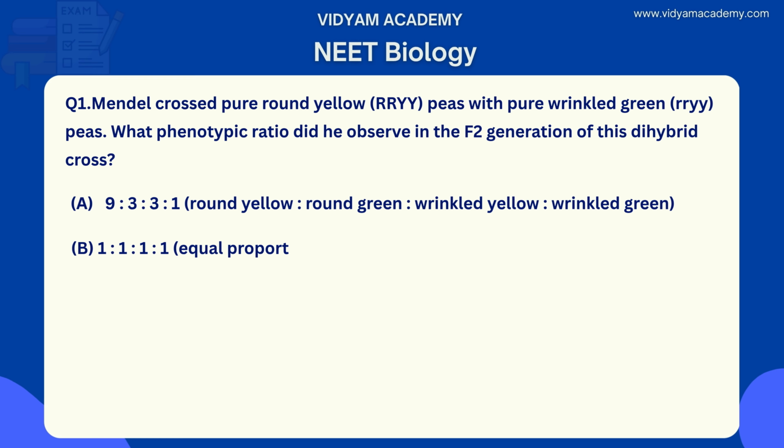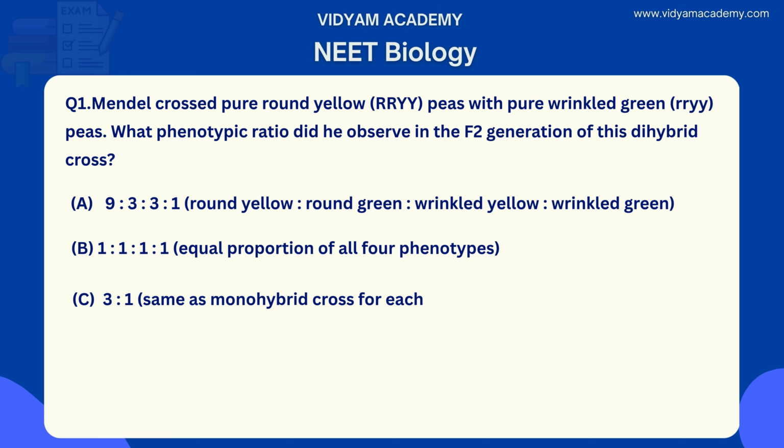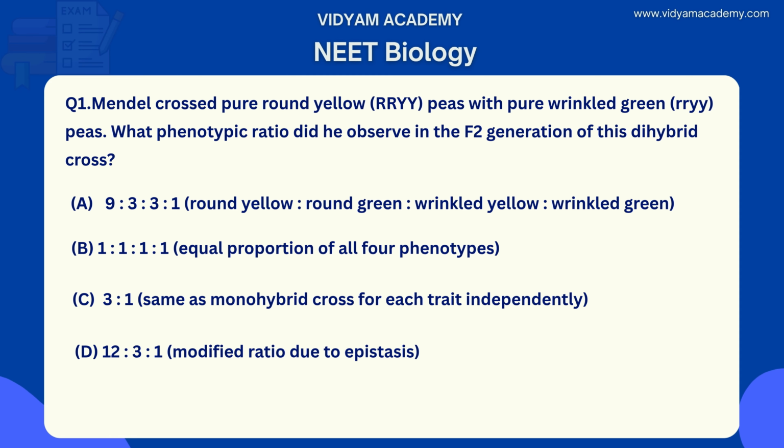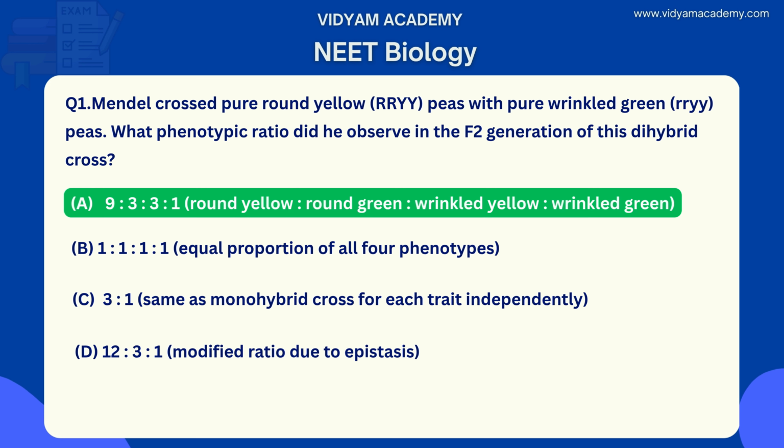Option B, 1:1:1:1, equal proportion of all four phenotypes. Option C, 3:1, same as monohybrid cross for each trait independently. And option D, 12:3:1, modified ratio due to epistasis. What is the correct answer for this question? Option A is the correct answer: 9:3:3:1, round yellow, round green, wrinkled yellow and wrinkled green. Why and how? Let's see the explanation.